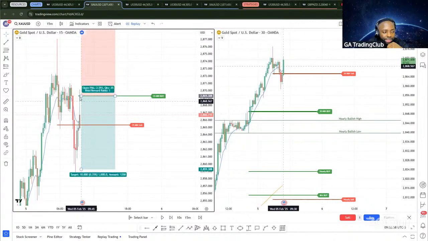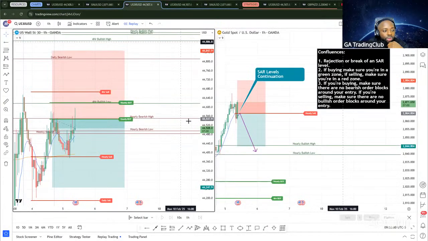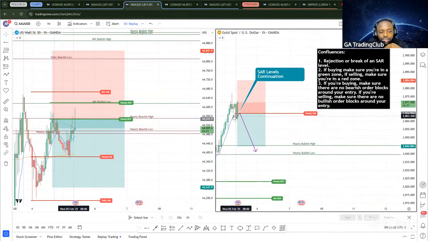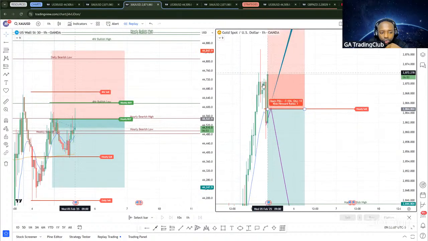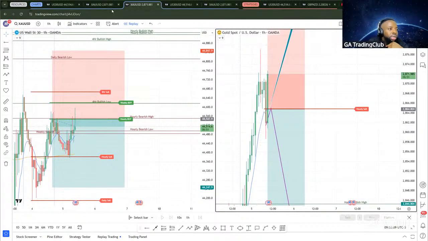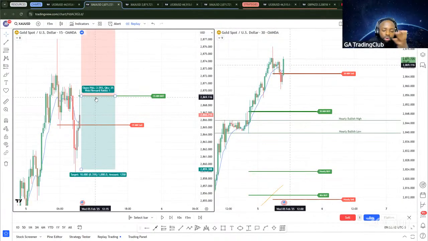So this entry is a rejection entry, but that entry on the 1 hour time frame, this one right here, this is a break entry, because here what happened, we had this candle that closed below. So that's a break entry, break and closure. Rejection entry is just rejection of that level.